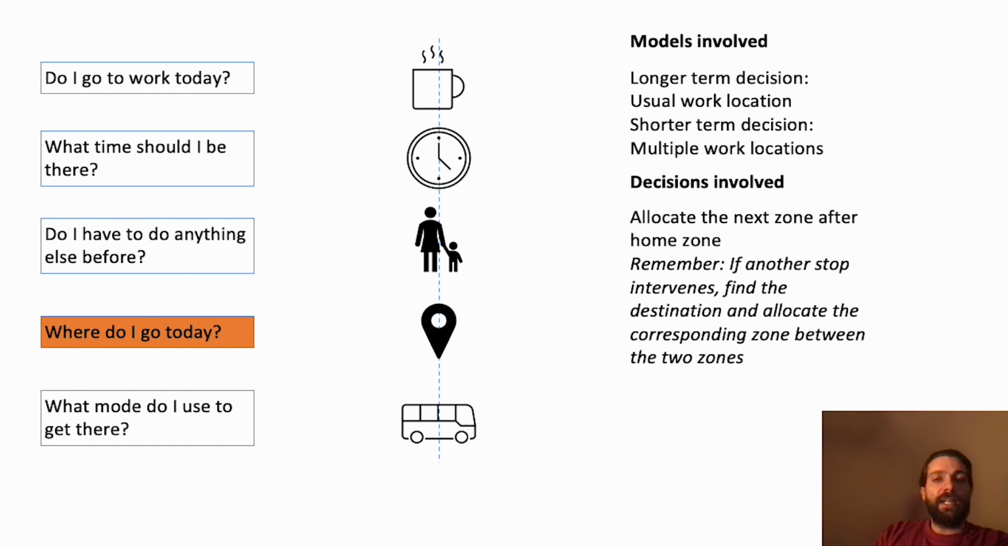Then we can address the "where do I go today" question for the work activity. We have the option to choose between engaging longer-term decision models and stored usual work locations, or maybe some shorter-term decisions, as if we want to model people, and we saw in the previous chart that 15% of people have multiple work episodes, and maybe these are not only temporally different, but also spatially different work locations.